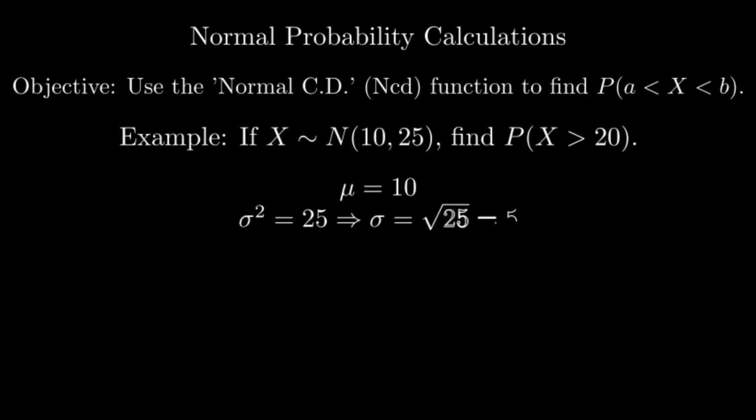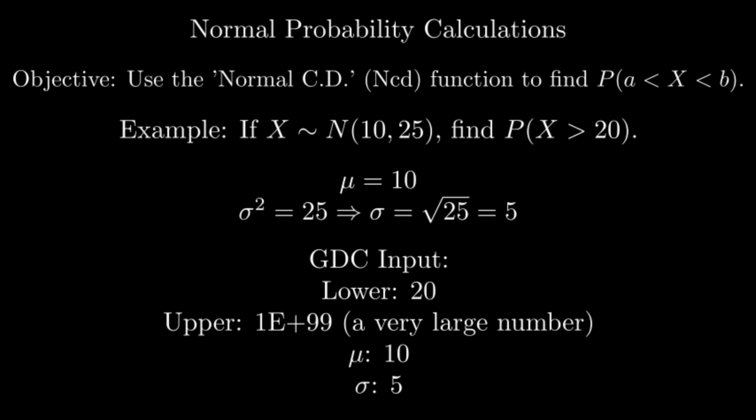The mean, mu, is 10. The notation gives us the variance sigma squared as 25. So the standard deviation sigma is the square root of 25, which is 5. This is a common trick, so always be sure you're using the standard deviation, not the variance. Now we go to our calculator's normal CD function. It will ask for a lower bound, an upper bound, the mean, and the standard deviation.